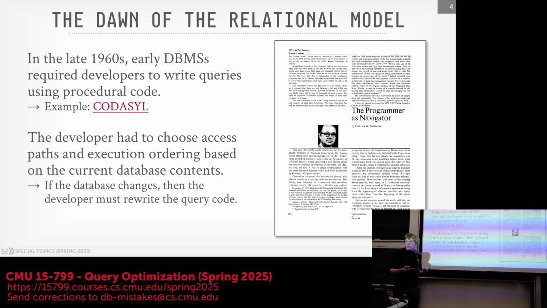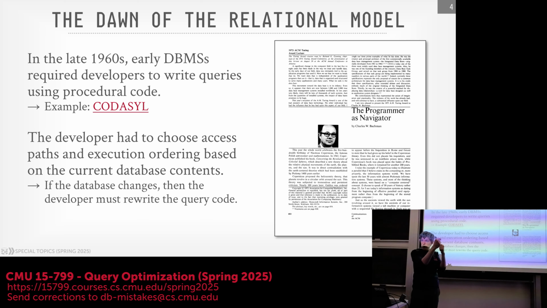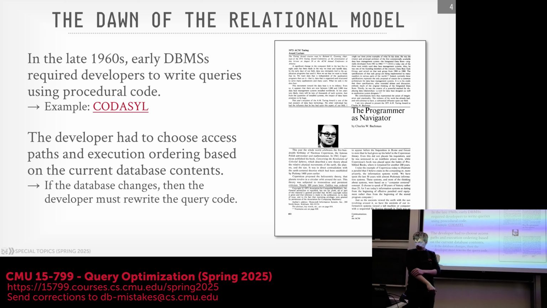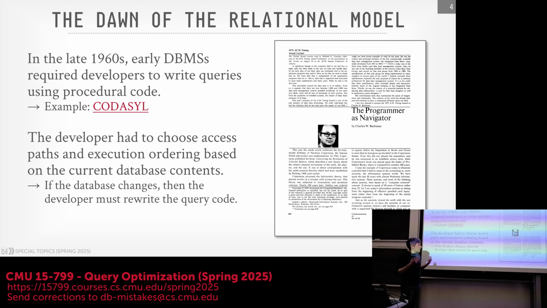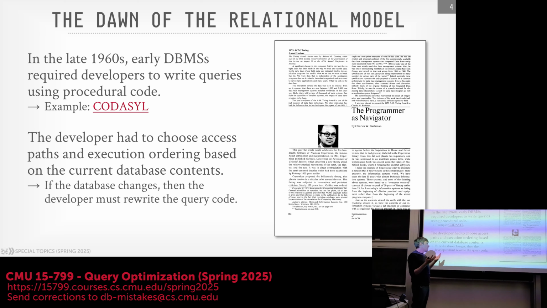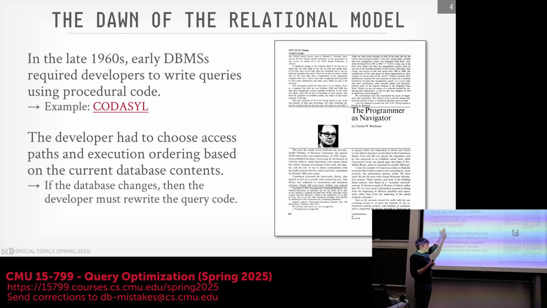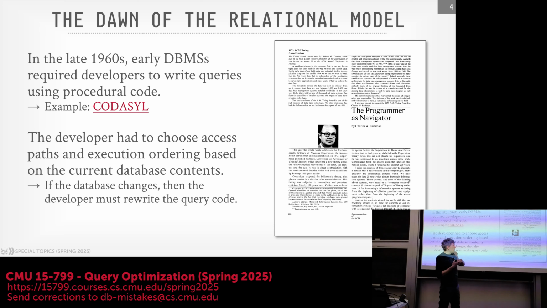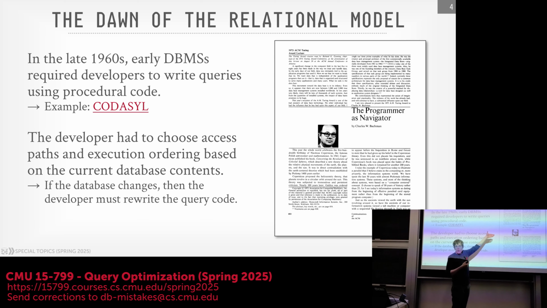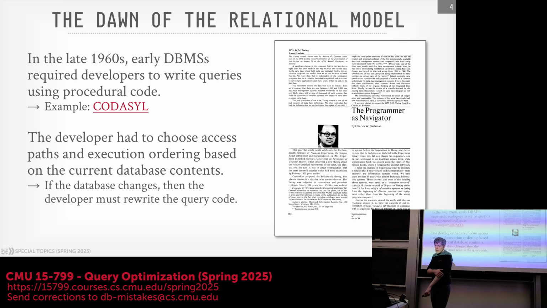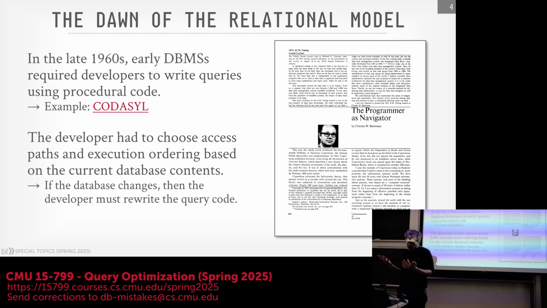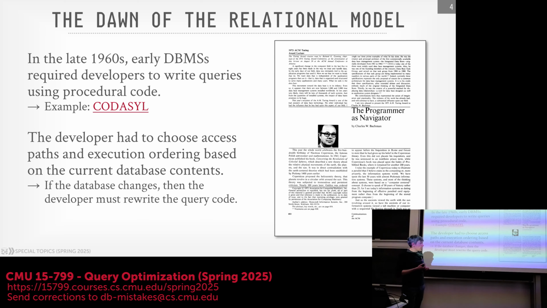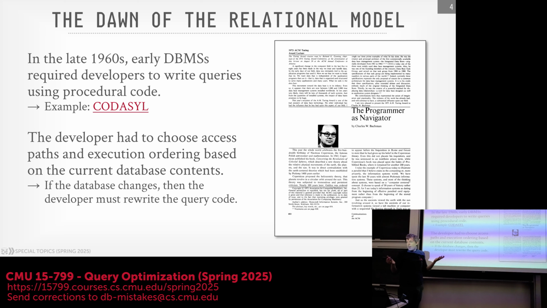The way people interacted with database systems back in the day was very much by writing procedural code, where you specify exactly what you want the database system to do to run your query and compute your answer. The leading standard, if you will, was CODASYL, which came out of the COBOL movement. There's a paper from 1973 by Charles Bachman, who won one of the first Turing Awards, the second or third one, for his early work in databases. His famous Turing Award paper is called The Programmer as Navigator.